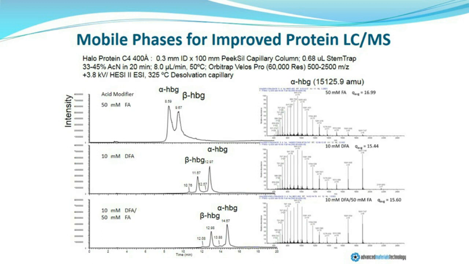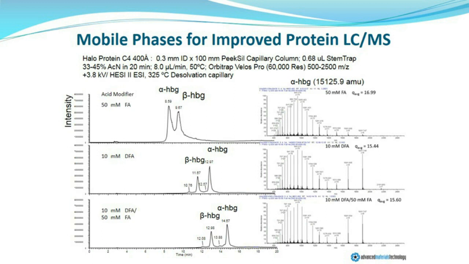So even though we are getting some ionization suppression, the peak intensities are comparable due to the narrowed peak width, and certainly the chromatographic separation is greatly improved.